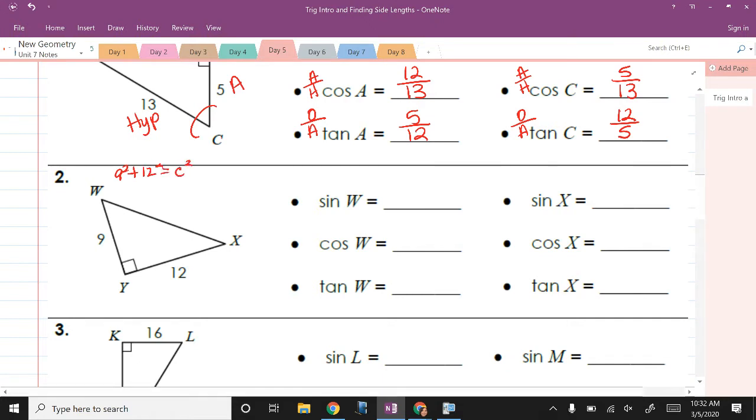I still have my squares on the board. So 81 plus 144 equals c squared. What is 81 plus 144? 225. Oh, nice. You take the square root. What's the square root of 225? 15. So my hypotenuse is 15. Are y'all okay with that? So if they don't tell you all 3 sides, then you use the other 2 with the Pythagorean theorem to get the third side. All right? So y'all help me. First, we're doing sine. What is sine?